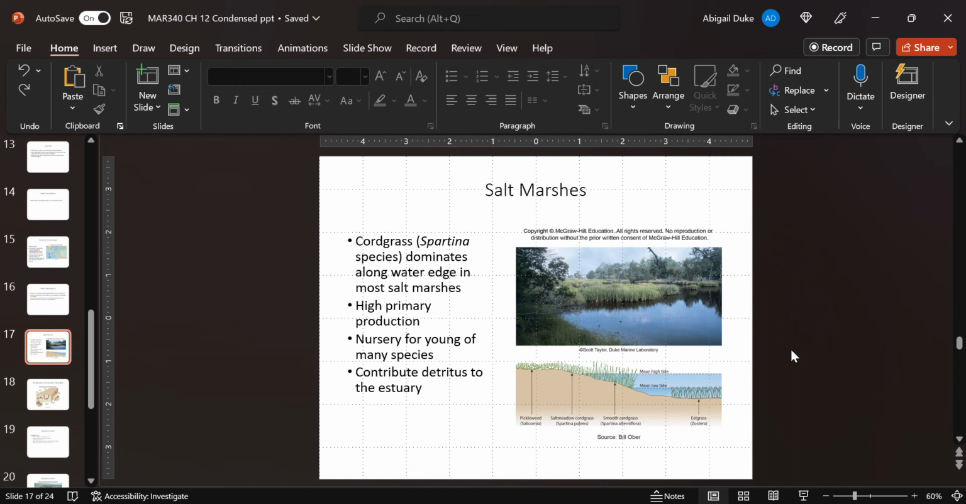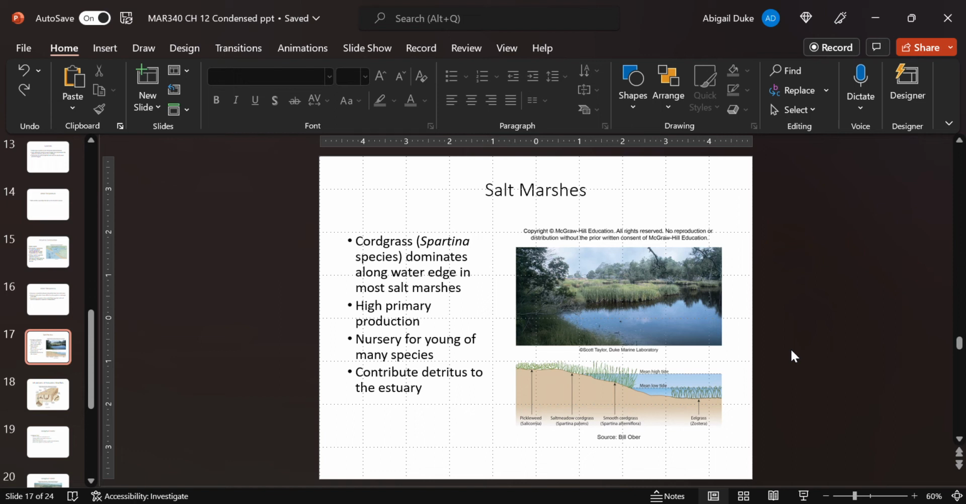But yeah, let's go ahead and read this. So cordgrass, Spartina species, dominates along the water edge in most salt marshes. High primary production. Nursery for young in many species. Ha! I did say estuaries are like nurseries. Oh wait, well this is technically salt marsh, so maybe it's, never mind. Whatever. Contribute detritus to the estuary.